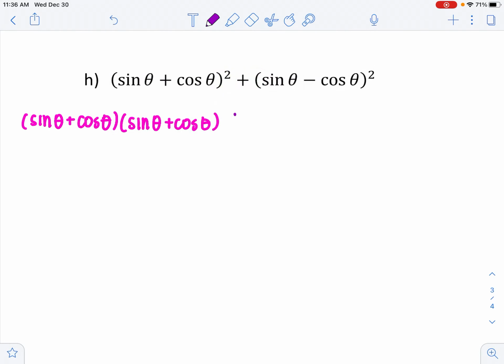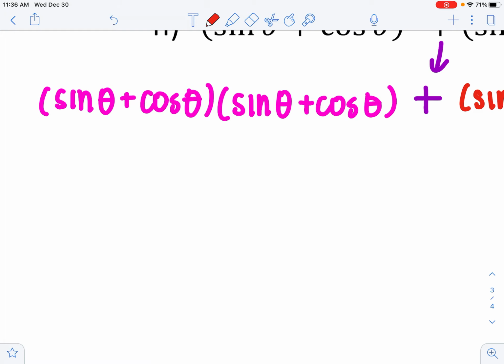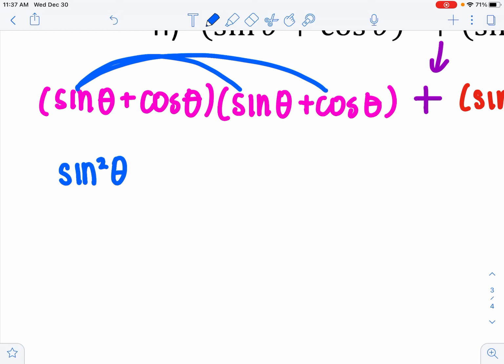Then I'm going to change the color here, this plus sign right here. And then I'm going to change the color again. And then this is going to be sine of theta minus cosine of theta times sine of theta minus cosine of theta. And now I'm going to expand this by doing the FOIL method, which is just the distributive property. All right, so I'm going to multiply this out. Sine times sine is sine squared. Sine times cosine is sine cosine.